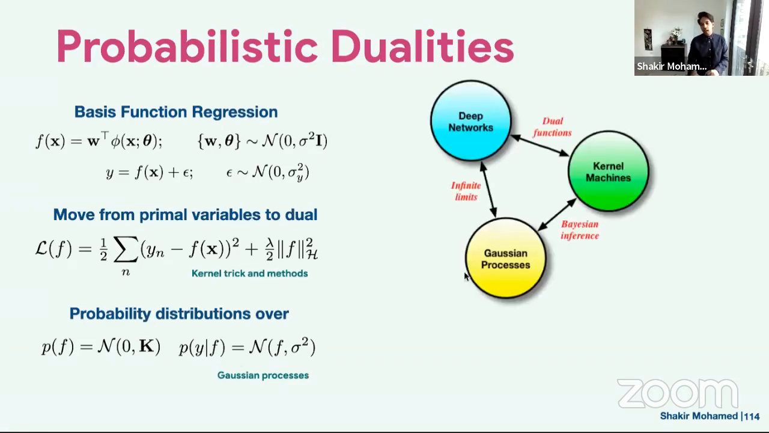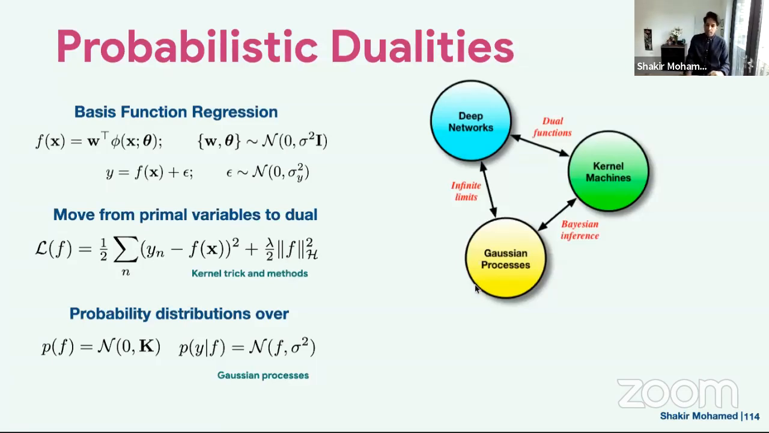So you get these kinds of changes that you can do from deep networks. If you took an infinite limit, you could get to a Gaussian process. If you took dual functions, you could derive the kernel machines. If you went from kernel machines and you wanted to treat them in a Bayesian way, so not have this regularizer, but have a prior instead, you'd recover Gaussian process. So there's something very deep.